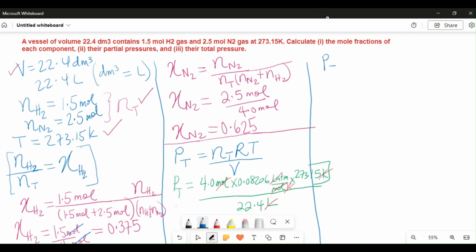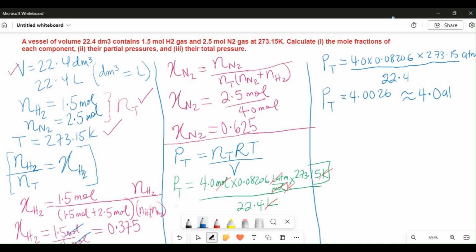We have PT equals 4.0 times 0.08206 times 273.15, and we have atm. Since we're solving for pressure, let's not forget our atm, because that's the only unit that remains, and we're supposed to get our units for pressure to be atmospheres. All of that information divided by 22.4. So input this information in the calculator to get 4.0026, which is approximately 4.0 atmospheres, which is going to be the answer to the total pressure.